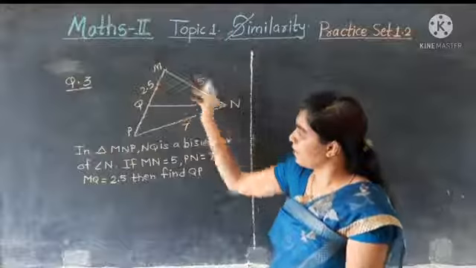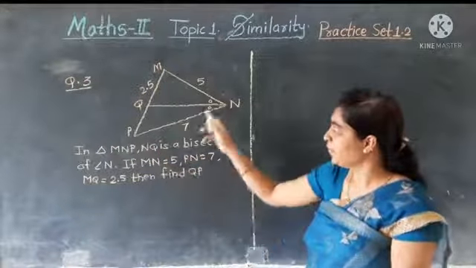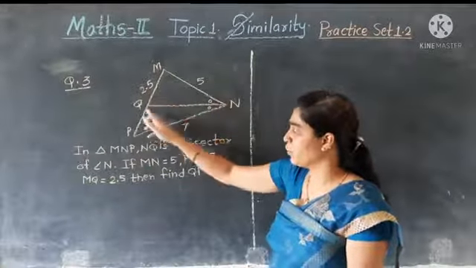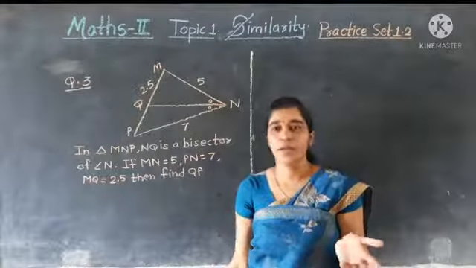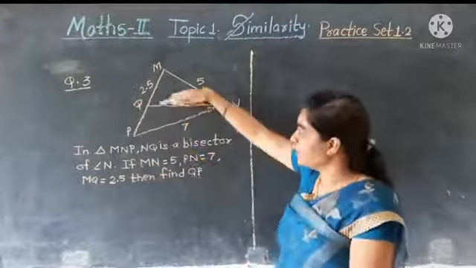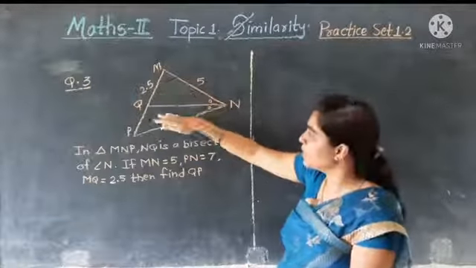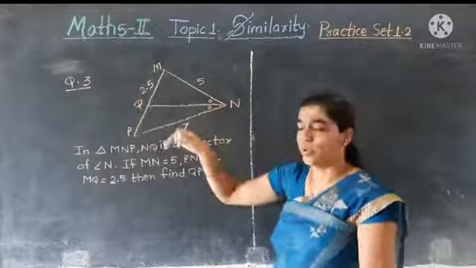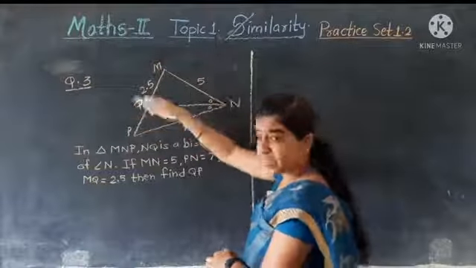In triangle MNP, NQ is the bisector of angle N. If MN is given 5, PN is given 7 and MQ is given 2.5, then we have to find QP. Bisector is given, so you use the angle bisector property, that is the theorem. What is the angle bisector property? जिथं angle bisector झाला त्याच्या दोन्ही साइडचं रेशो काय घ्यायचे, सेम घ्यायचे. दोन्ही साइडचे म्हणजे कोण देणार आहे, PN अपॉन MN इज इक्वल टू QP अपॉन QN. बघा इकडचा PN घेतला तर इकडचा MN येणार आणि मग एका साइडचा रेशो घ्यायचा आहे.